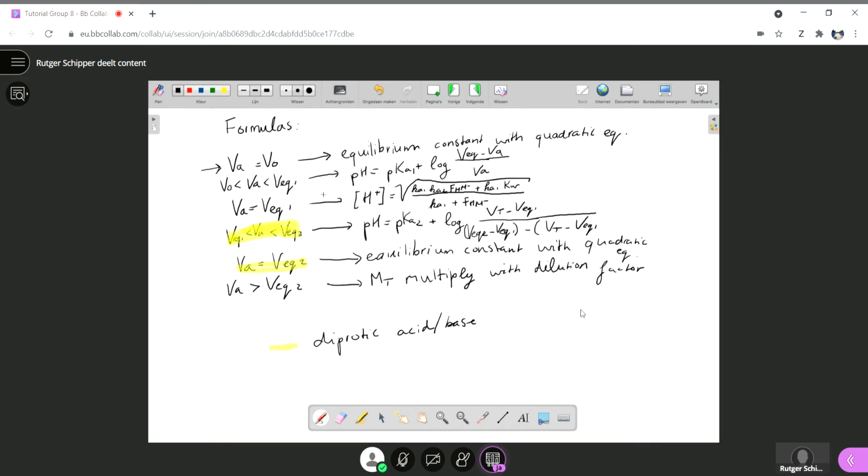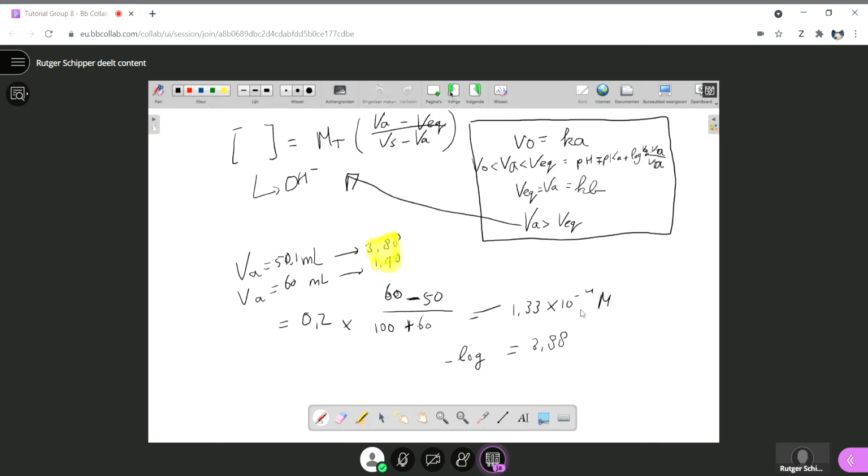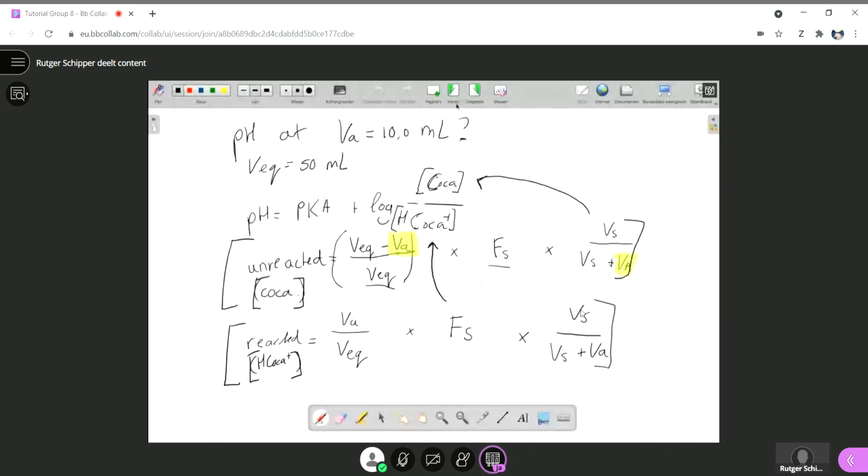So we have to use this formula right here, and I will explain to you how you get to this formula. I'm sure you all heard of the Henderson-Hasselbalch equation, right? The pH at volume added 10 milliliters is before the equivalence point, as we just stated. The Henderson-Hasselbalch equation calculates the pH when we take the pKa into account, which is directly related to the acid constant of cocaine, and also the log value of the unreacted fraction divided by the reacted fraction.